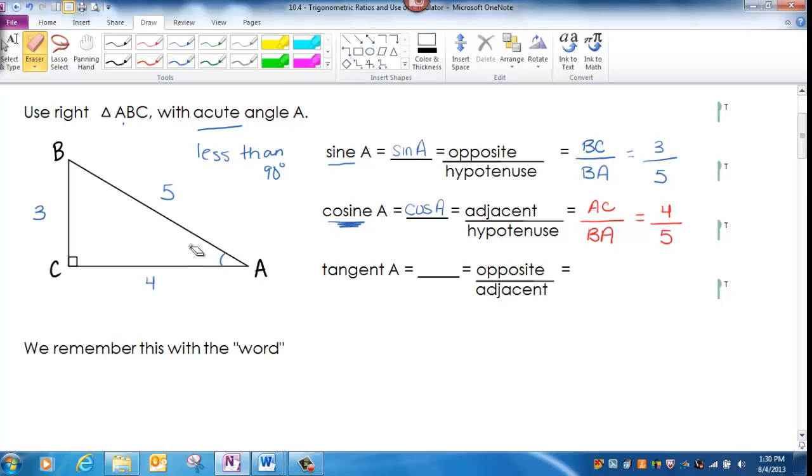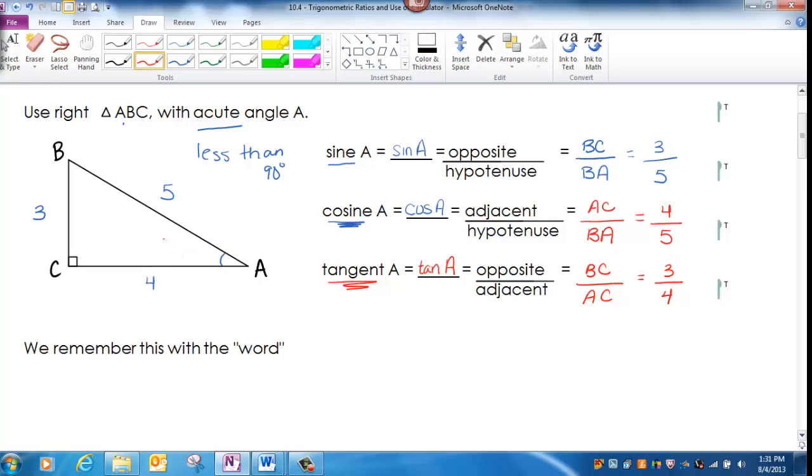Okay, last one. Tangent. This ratio can be abbreviated with 3 letters, TAN, tangent of A, equals opposite side over the adjacent side. So again, opposite to A, the side across from it is side BC. The side that's adjacent to angle A is AC, which then with numbers, that would be 3 over 4.